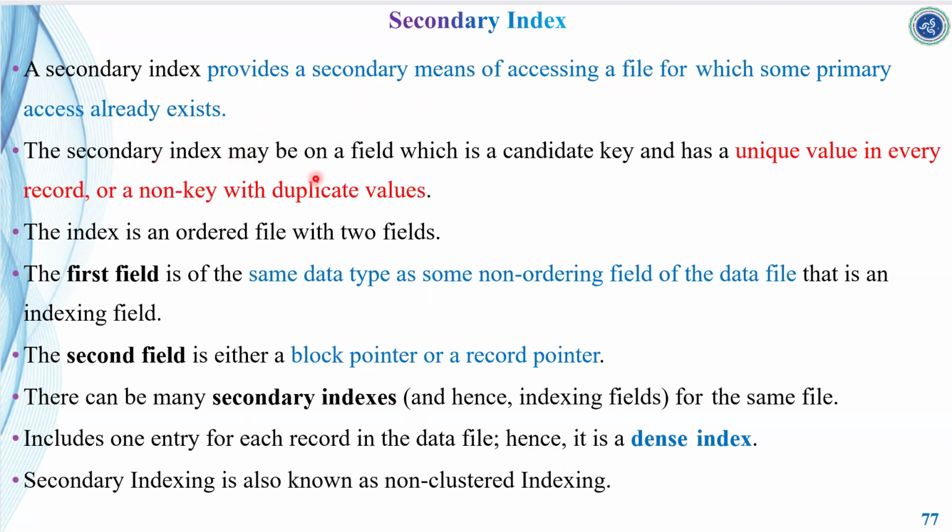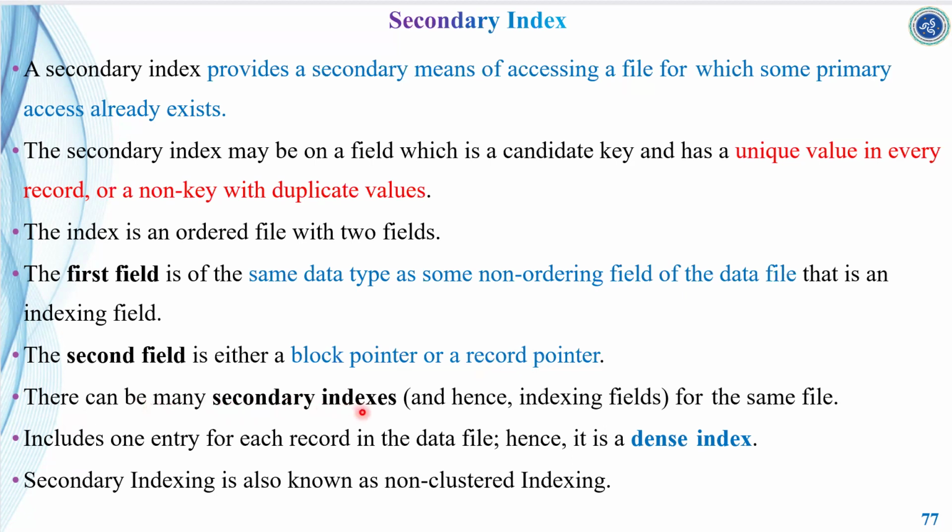The secondary index may be on a field which is a candidate key and can have a unique value in every record, or it can also have a non-key value with duplicate values. The index is an ordered file with two fields. The first field is of the same data type as some non-ordering field of the data file, that is the indexing field. The second field is either a block pointer or a record pointer.